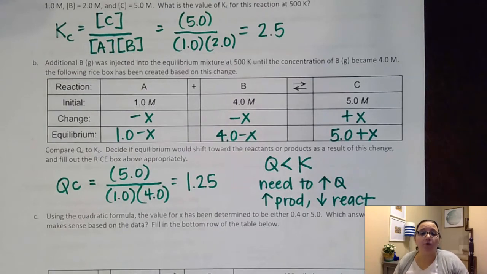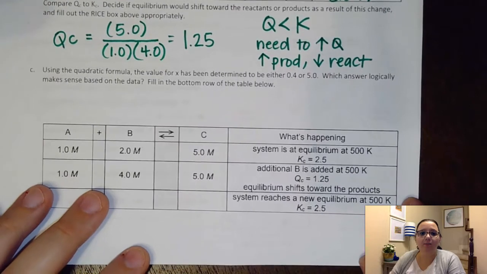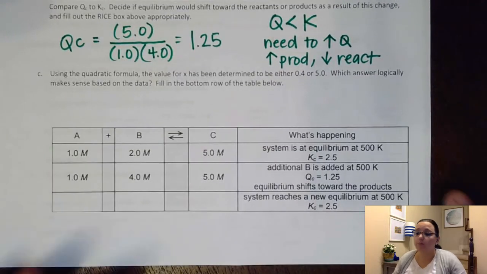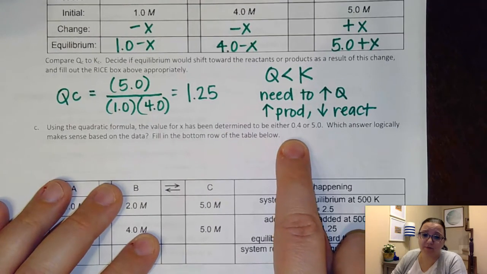As a reminder, College Board will not ask you to solve a quadratic equation on your AP test, so you don't have to stress. What they've done on this problem is give us the possible values for X. Remember, a quadratic equation will give you two answers, and only one of them is going to be logical here. You notice after solving it, they figured out that it's either 0.4 or 5.0.